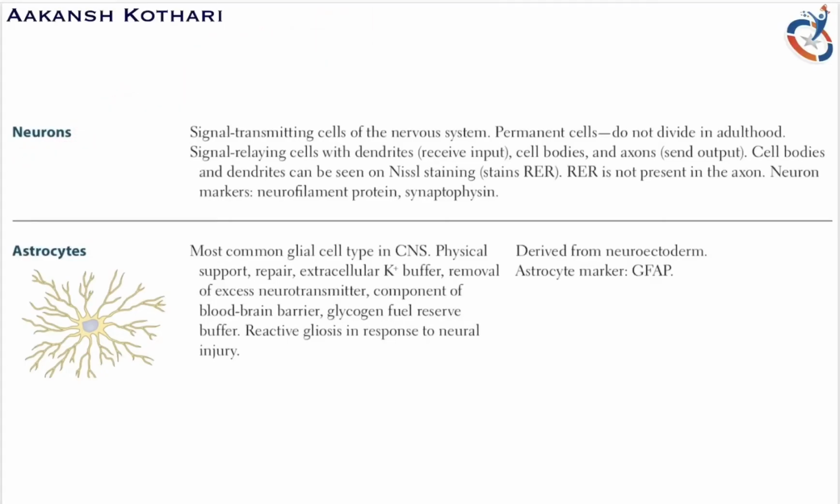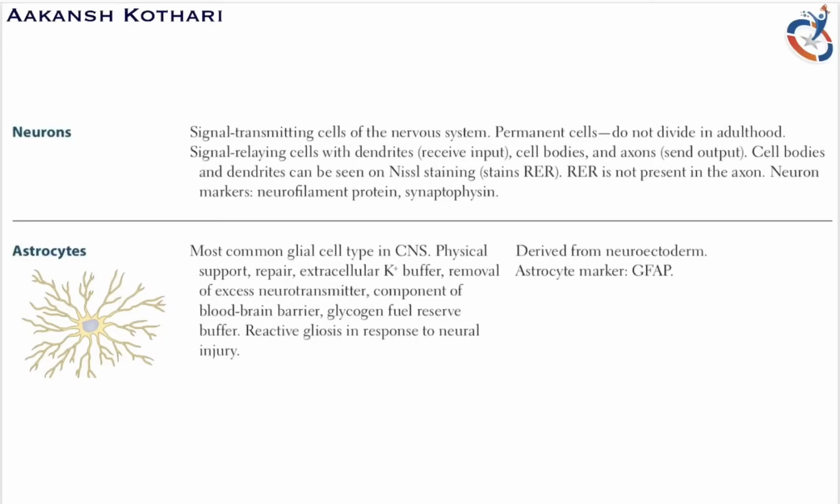Now, neurons are the signal transmitting cells of the nervous system, which are permanent cells. Okay, so it is a permanent cell. That means these do not divide in adulthood. Am I clear? Now, the signal relaying cells with dendrites, which receive the input.